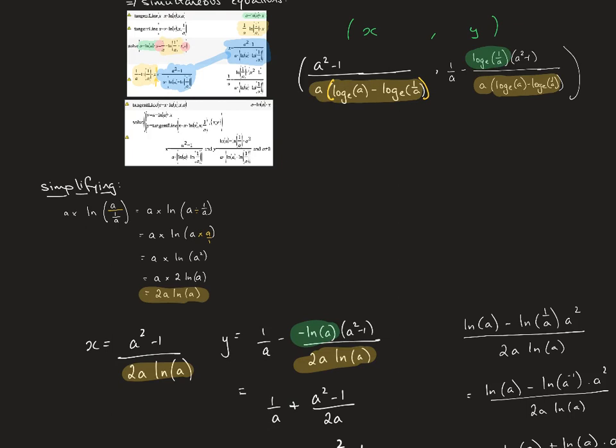Now I can cancel the natural log of a here. The minus and the minus will make a plus, and I'm left with a squared minus 1 on 2a here. So I've got 1 on a plus, so this is our y value. Let me just square this up. So this is our x value, and now I'm working on my y value here.